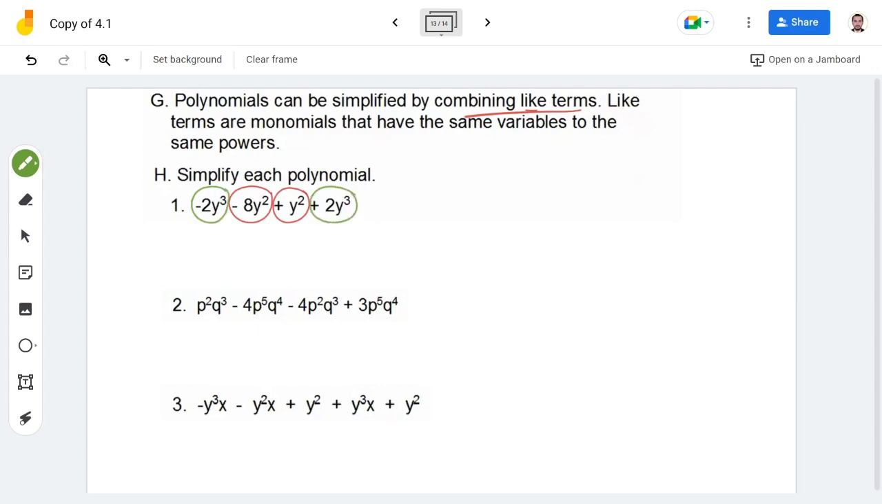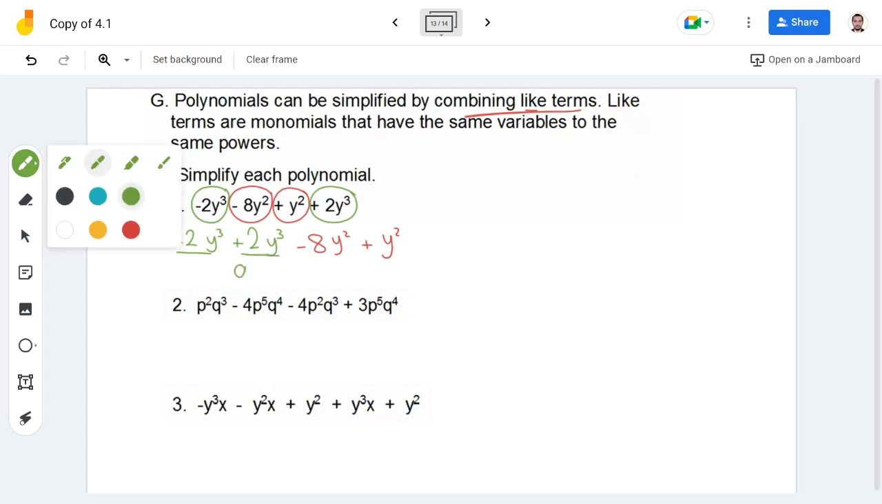So as you can see here, we have negative 2y^3, 2y^3. So now negative 2y to the power of 3 plus 2y to the power of 3. Then we write this one, negative 8y to the power of 2 plus y to the power of 2. Now let's simplify them together. So now negative 2y^3 plus 2y^3 is equal 0, because 2 minus 2 is equal 0. Now negative 8y^2 plus 1 is negative 7y to the power of 2. So now your final answer, 0 minus 7y, which is equal to negative 7y to the power of 2.